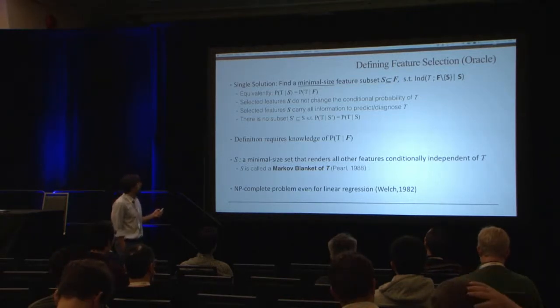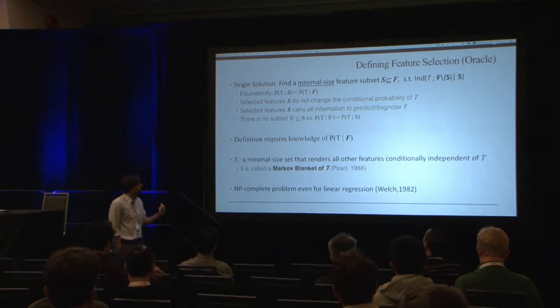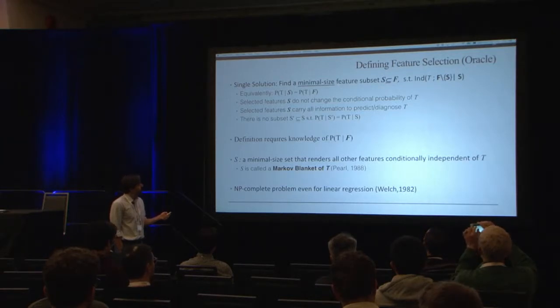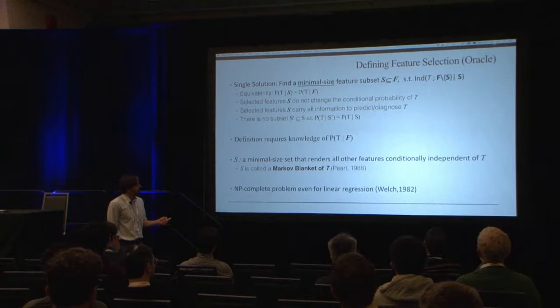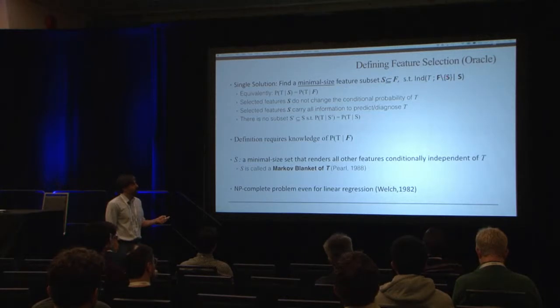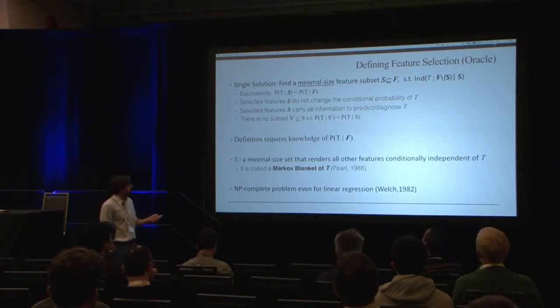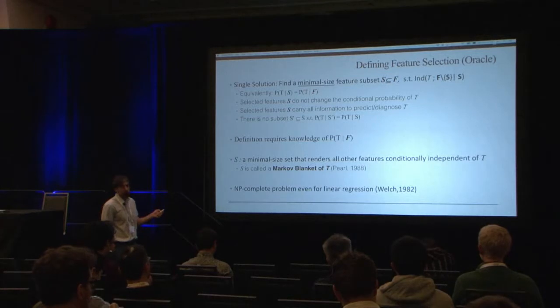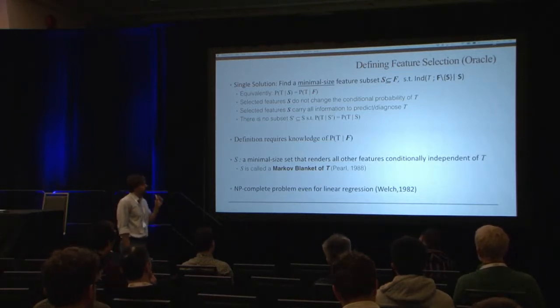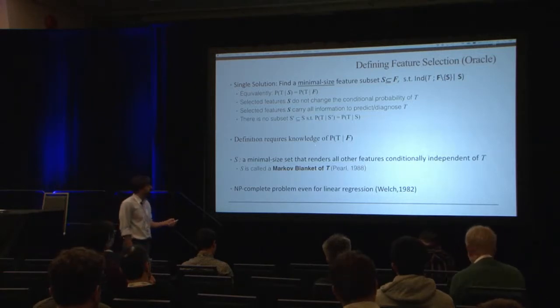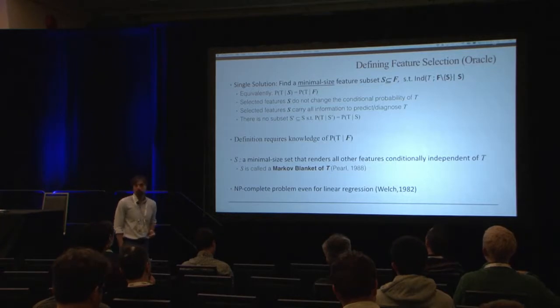So the single solution, what I call the single solution problem, I'll define it as trying to find a minimal size feature subset such that makes all other features independent of the target. Okay? So you try to select S so that everything else doesn't give you additional information for T. And at the same time, S is minimal. So if you break down this independence, it means that the conditional distribution of T given S is the same as the conditional distribution of T given all features, all right? Now, this definition assumes an oracle, it assumes we have full access to the conditional distribution of T. So it's kind of an asymptotic definition.